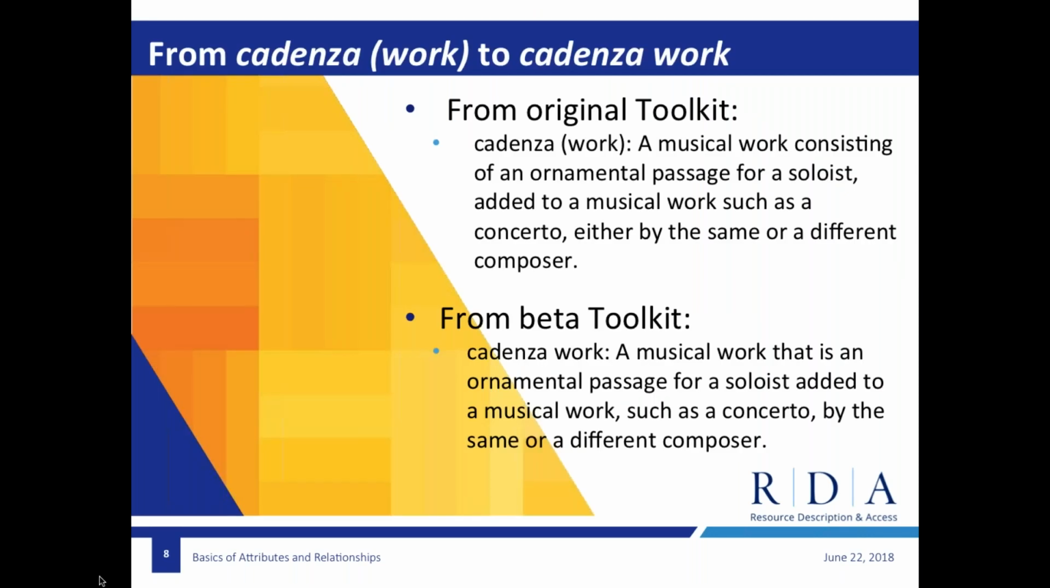So I'm going to take an example of a relationship designator and show you how it's become a relationship element. So in the original toolkit, we have this designator, cadenza, parens work, which I know everybody loves, the parens. Here's the definition. And in the beta toolkit, we've made the cosmetic change of removing the parens. You can see the definition's a little bit different, but the idea is the same.